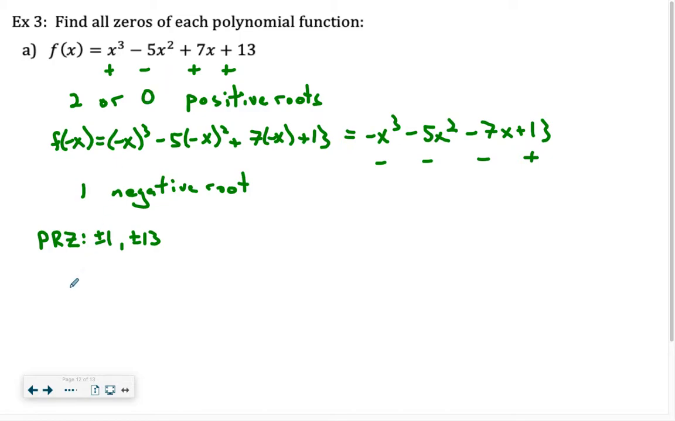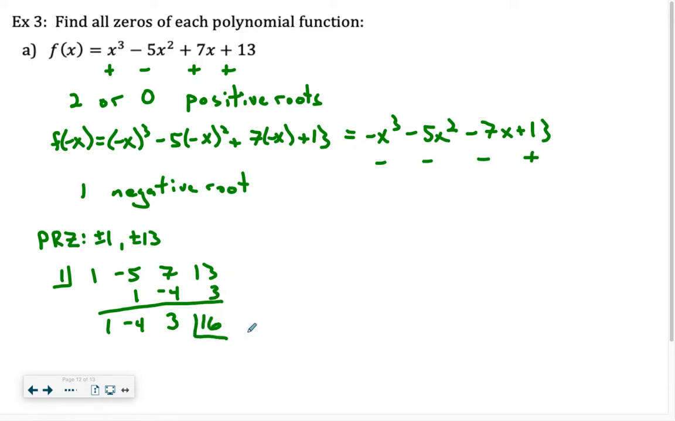So let's start by synthetically dividing. Start with 1. So if I list out my coefficients, bring the 1 down, and multiply, add, multiply, add, multiply, add, and 1 is not a root.